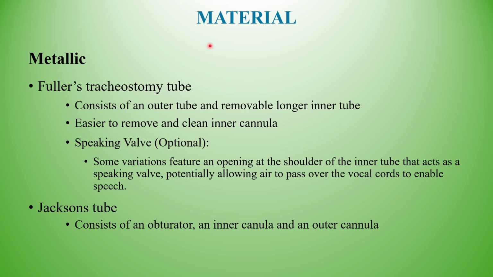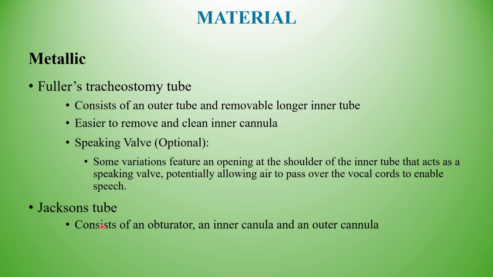So the metallic tracheostomy tubes are the Fuller's tracheostomy tube and Jackson's. The Fuller consists of an outer tube and a removable longer inner tube. The inner tube is longer so that any secretions stuck in the inner tube will not block the outer tube. We'll see that in the next slide in the picture. The inner tube is easier to remove and clean. Some of these metallic tubes have a speaking valve or a fenestration which acts as a speaking valve, allowing the air to pass over the vocal cords to enable speech.